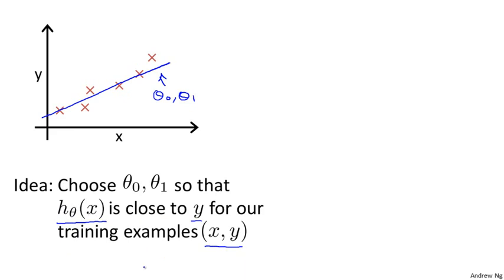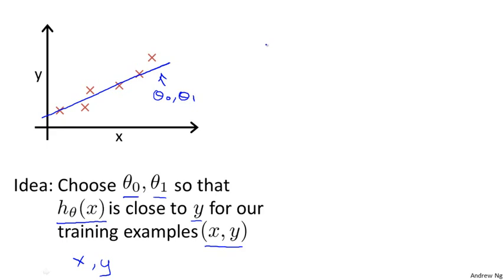So in our training set, we're given a number of examples where we know x, the size of the house, and we know the actual price it was sold for. So let's try to choose values for the parameters so that at least in the training set, given the x's in the training set, we make reasonably accurate predictions for the y values.